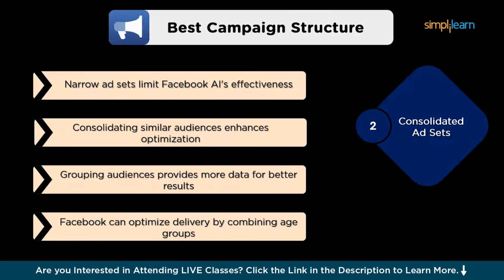Another key component of the best campaign structure is consolidated ad sets. In the past, marketers often created many narrow ad sets targeting very specific audiences. However, this approach can limit the effectiveness of Facebook's AI. By consolidating your ad sets, grouping similar audiences together, you give Facebook's algorithm more data to work with, leading to better optimization and improved performance. For example, instead of creating separate ad sets for different age groups within the same interest category, you might combine them into a single ad set and let Facebook optimize delivery based on performance.